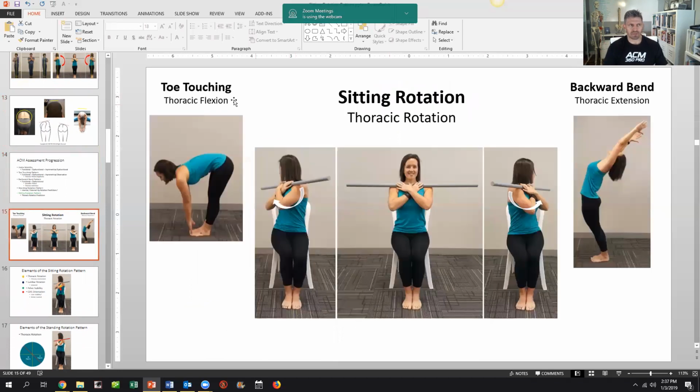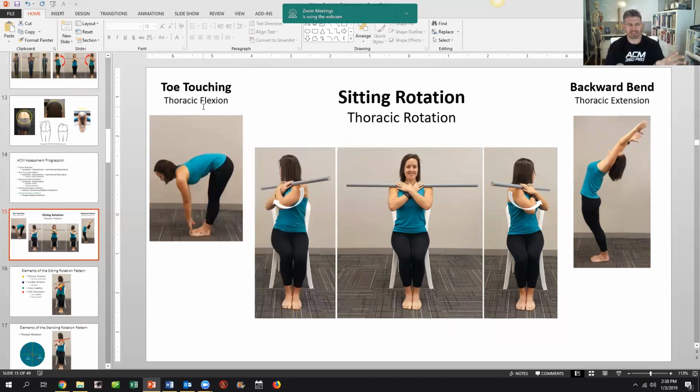Like we talked about, the sitting rotation is a thoracic rotation component, but in toe touching, we're looking at the component where the thoracic back goes into flexion, as well as extension. And I'll tell you, when it comes to the lumbar, the spinal column, movements are not generally isolated. They're usually through a pattern of three planes of motion. So we're not going to get side rotation or side flexion without some rotation. And so just keep that in mind.